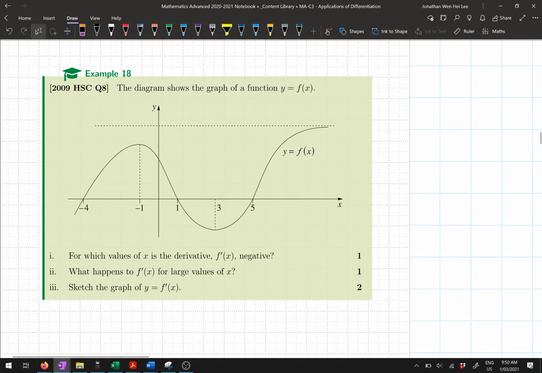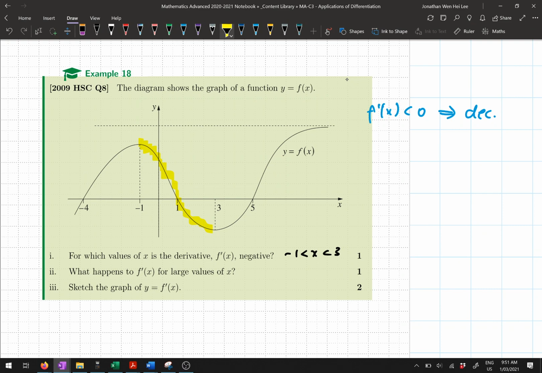Okay, let's just answer the first two questions. For what values of x is the derivative negative? Derivative negative means that on my original function it is... What does f dash x being negative mean? It's decreasing. So when is your graph decreasing? Excellent. So this first part is just between -1 and 3, because notice this part is decreasing. It's going downwards.